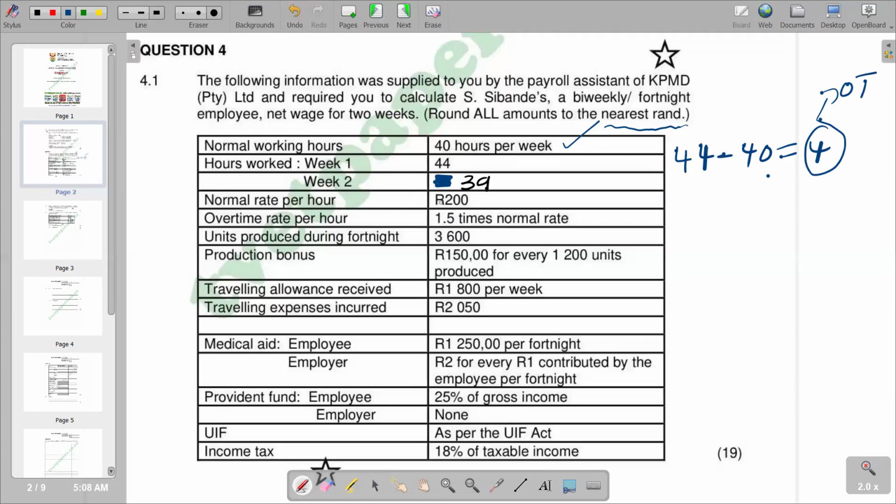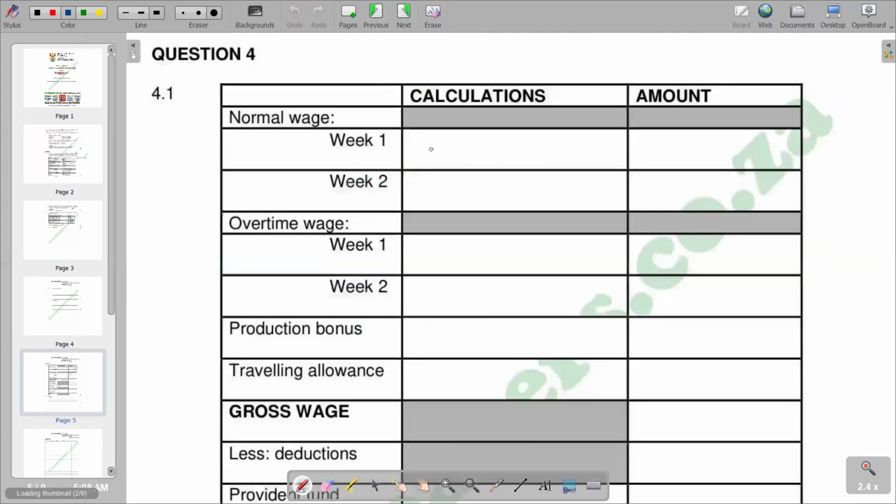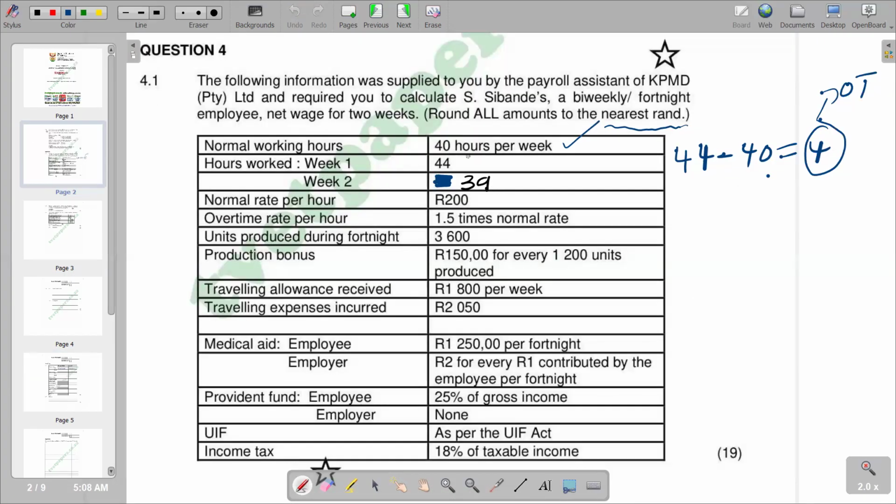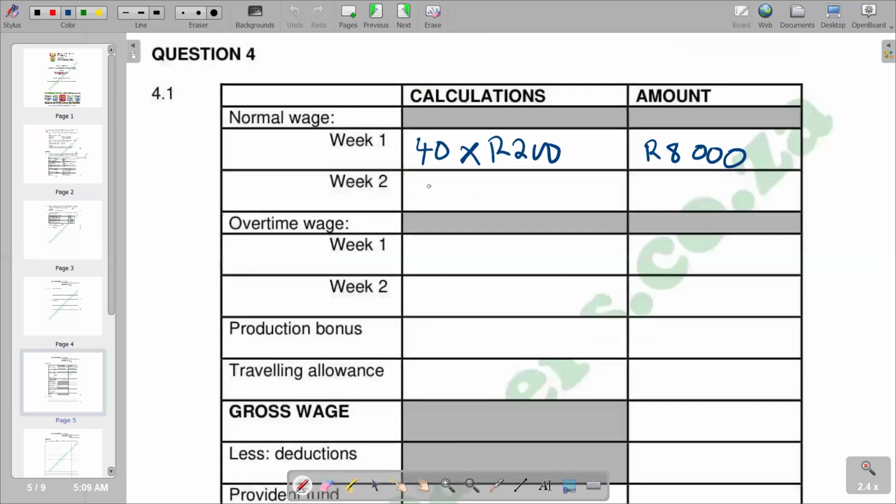So we got the hourly rate is 200 rand, so we're using 40 times 200 rand. So we come here, week 1, we're going to say 40, and the amount that we are going to get is 8,000 rands. And then we go to week 2 for the information given. I know that 39 is less than normal working hours, so we just take 39 as it is. So we present 39 and then we multiply by 200 rands.